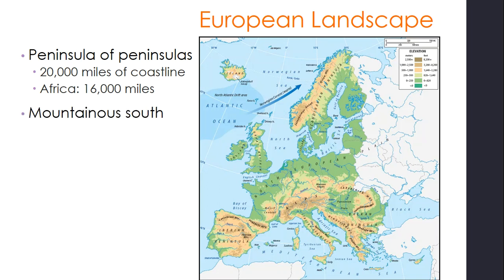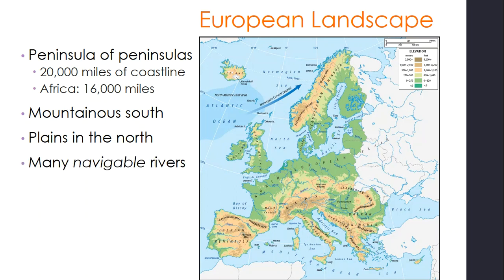It has a mountainous region to the south, which includes not just the Alps, but some other mountains as well. Plains in the north, which are very good for agriculture. And it has many navigable rivers. This really gave Europe an upper hand in being able to explore the world and ship goods throughout the region and throughout the world. It has a very accessible interior due to these many navigable rivers.